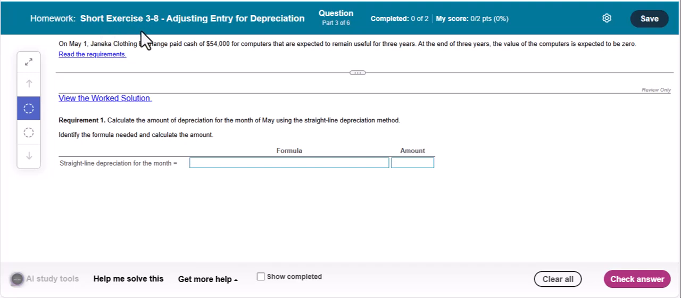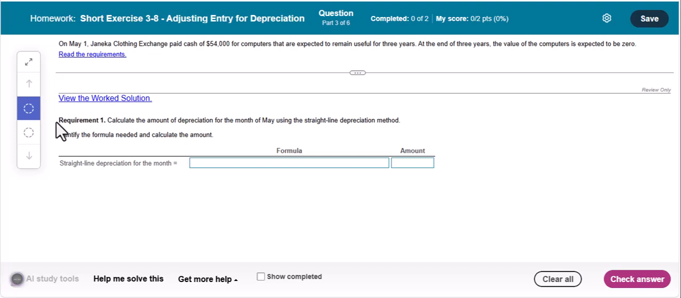Short exercise 3-8, adjusting entry for depreciation. On May 1st, Janica Clothing Exchange paid cash of $54,000 for computers that are expected to remain useful for 3 years. At the end of the 3 years, the value of the computers is expected to be 0. So we can read all the requirements here or as they come up.